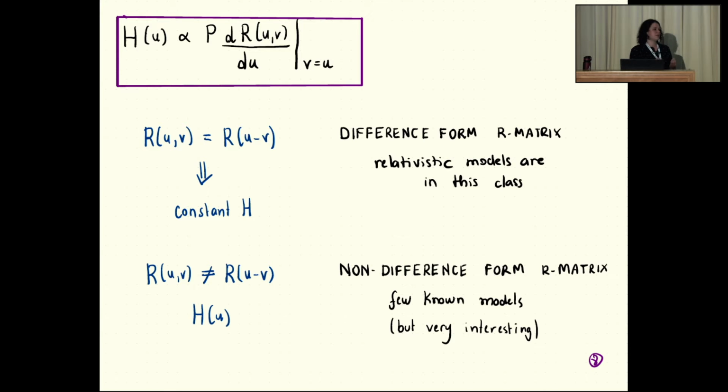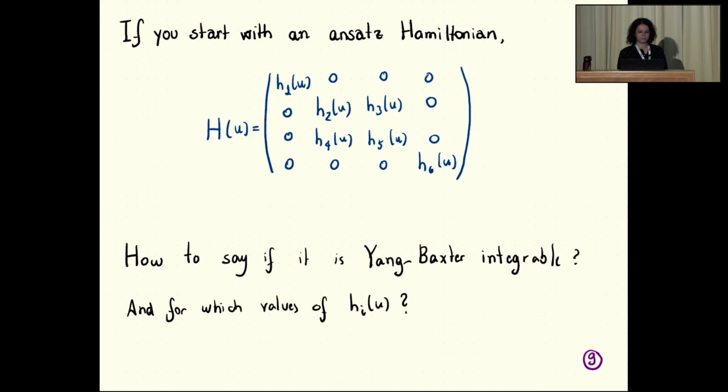But the ones that are known are extremely interesting, like the Hubbard model is in this class, for example, and the AdS models, like in AdS2 and AdS3, they're all like this. So it's useful to be able to classify them.